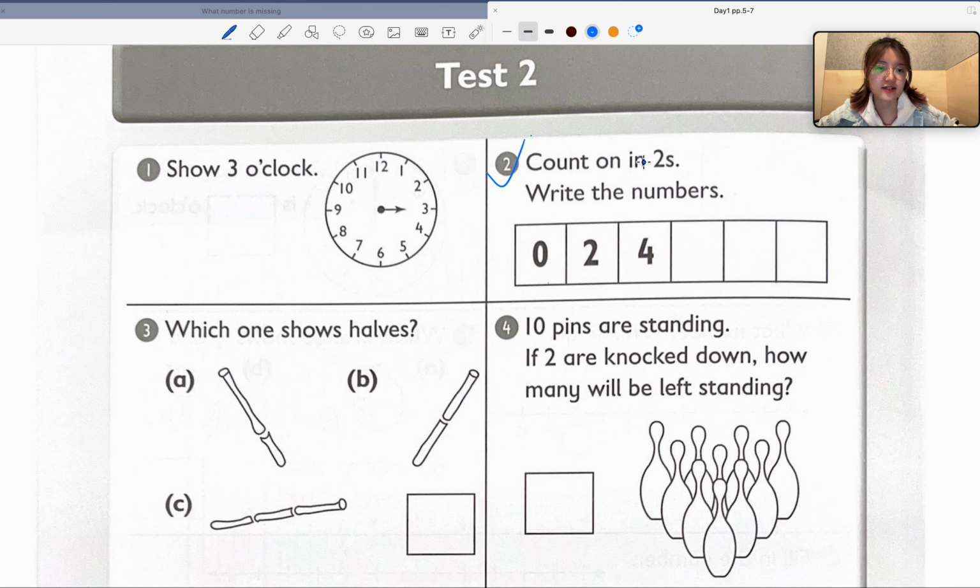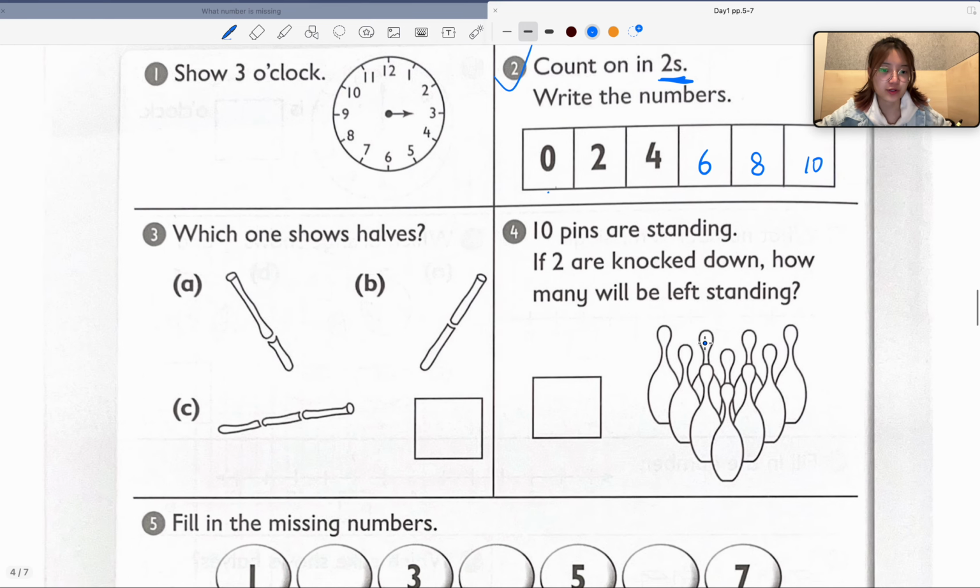And also for test 2, question 2, it's still the same question. We will count on in twos. We will write the numbers. So from 0, we count in twos. We will have 0, 2, 4, 6. And then the next number will be, we add another 2, we will have 8. And then we add another 2, we can get 10. That's how we solve it.